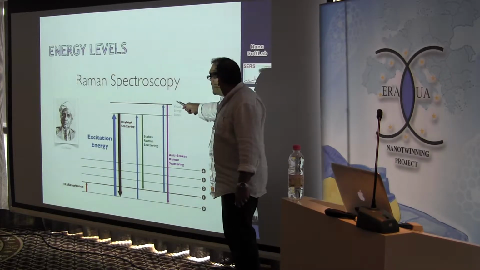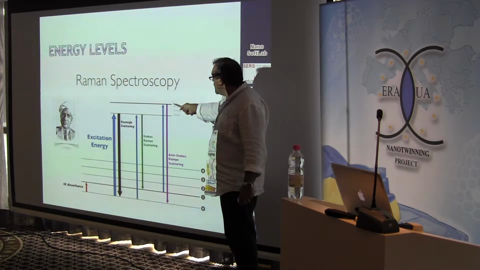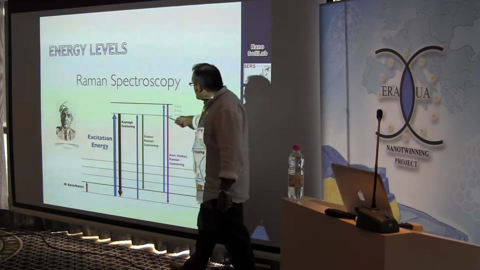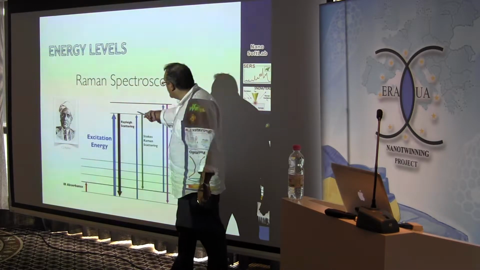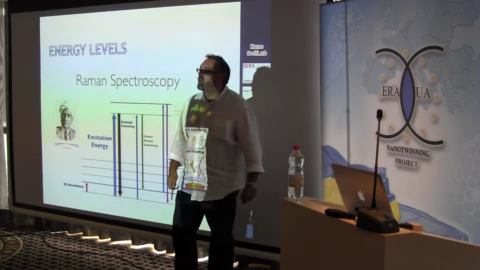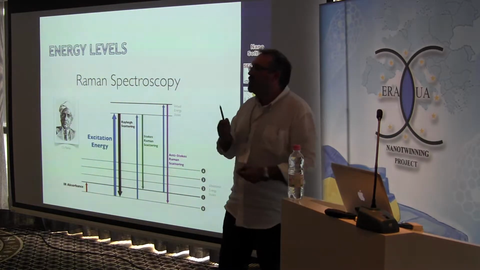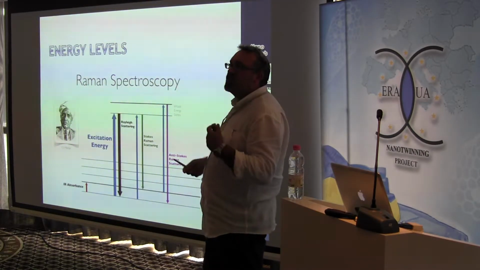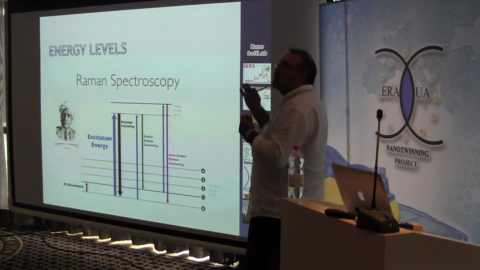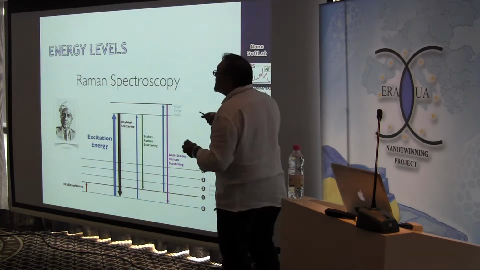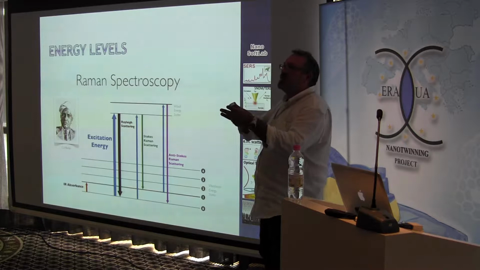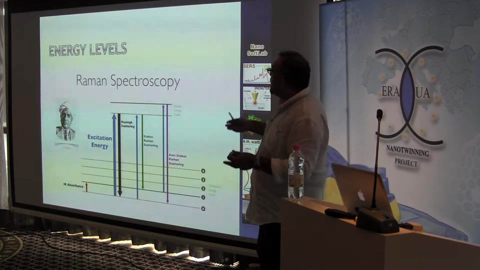From this point on, the molecule can do different things. One is come back to its departure state. Then you have the emission of a photon whose energy is exactly the same as the one you shine. And this is called Rayleigh scattering. Matter diffuses light. This diffusion is typically Rayleigh scattering.